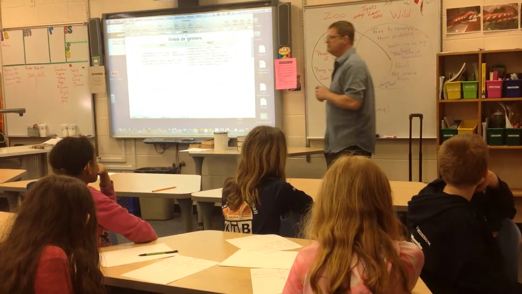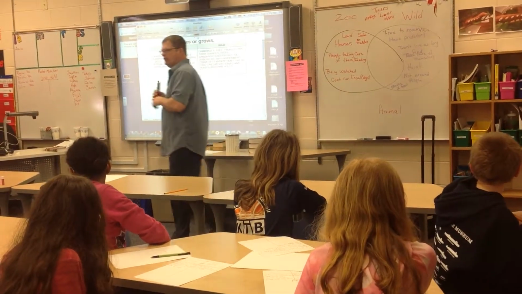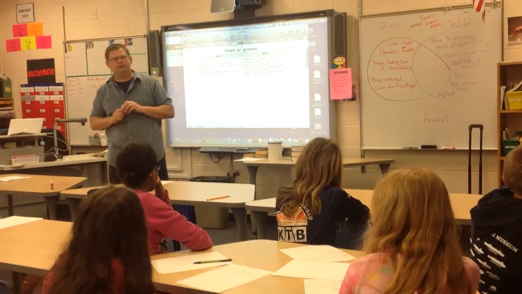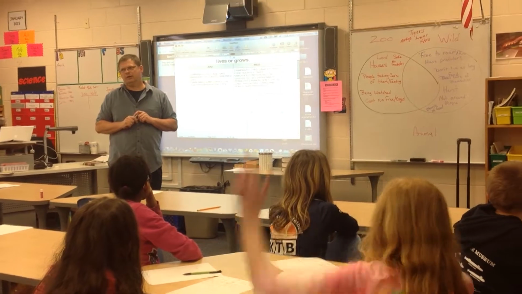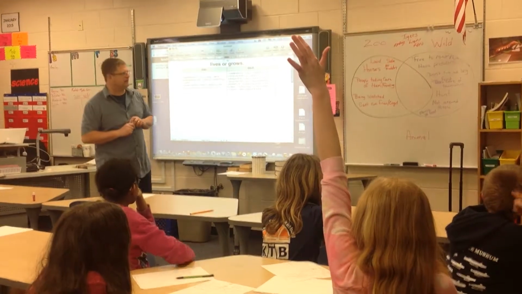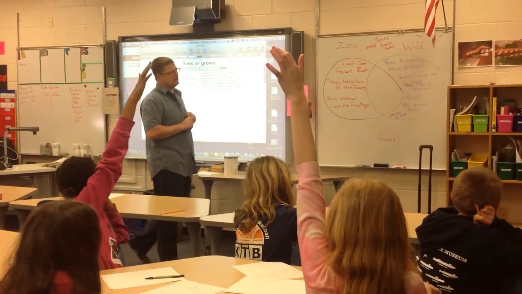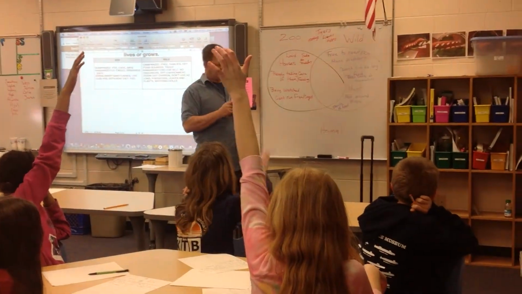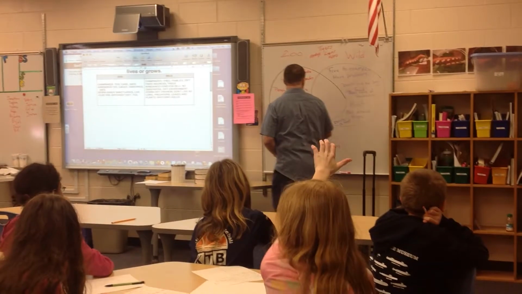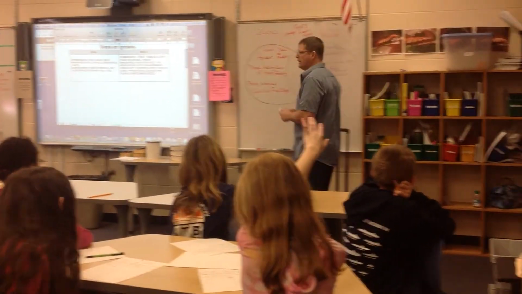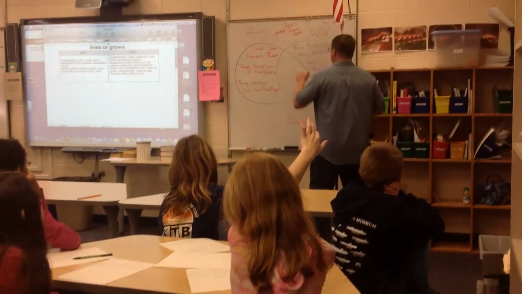Now what I want to do is, in the middle section here, make a list of things that animals have both in the zoo and in the wild. What do they have that they both share? Okay? Maddie? Food. Okay. So they do get food.